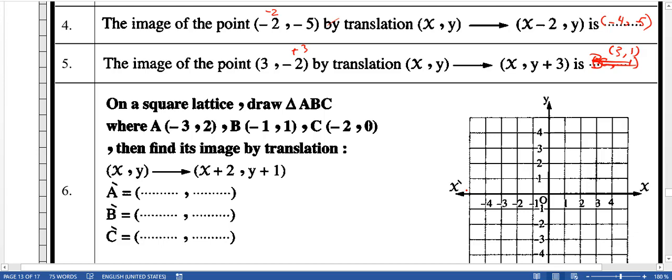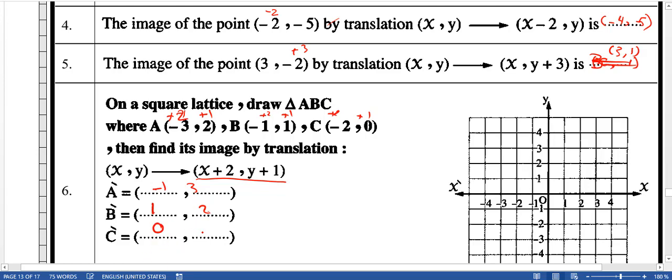This is in the coordinate plane. We have to determine the image of the point by translation x plus 2 and y plus 1. Negative 3 plus 2, and y plus 1. It will be negative 1, 3. Add here 2 plus 2. Here plus 1, plus 2, plus 1, plus 2, plus 1. Here it will be (1, 2). Here it will be (0, 1).